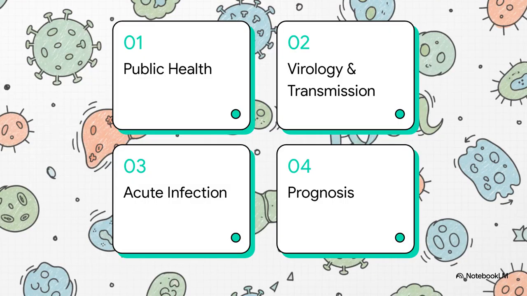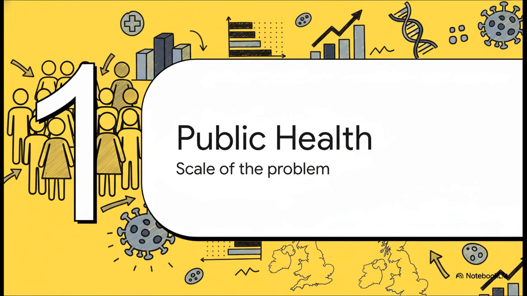So, here's our game plan. We'll start with the big picture, the public health side of things. Then we'll zoom in on the virology and how it's transmitted. After that, we'll cover acute infection and diagnosis, and we'll wrap up by looking at prognosis and the progression to chronic disease. All right, first up, public health.